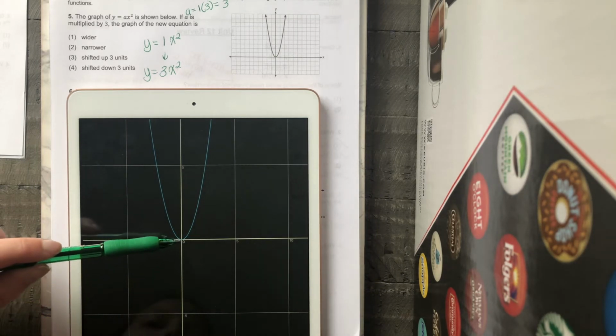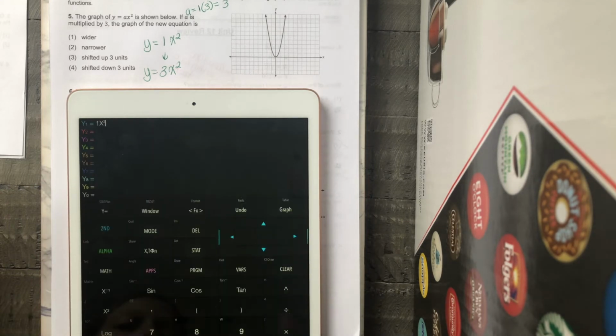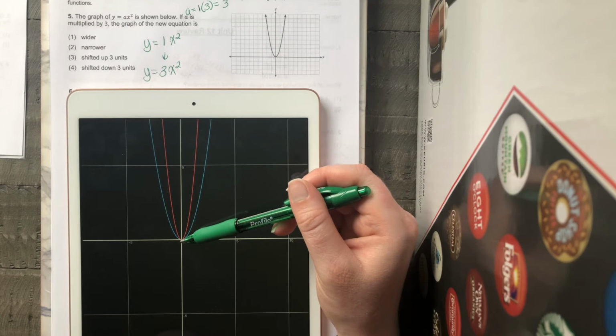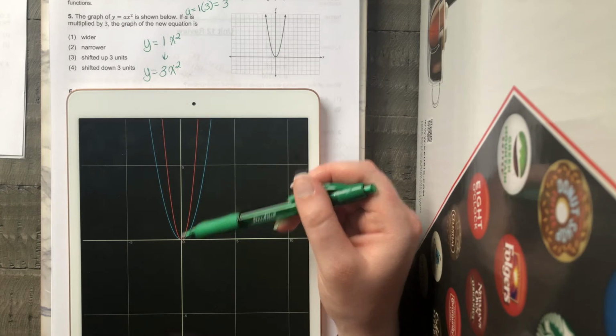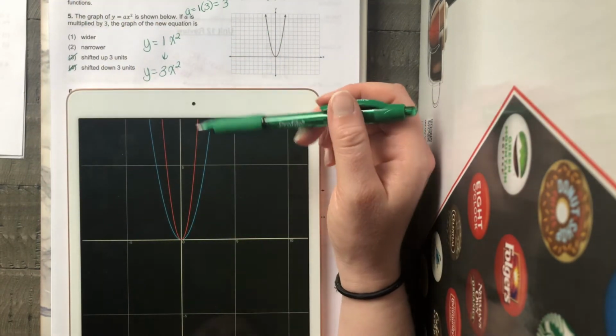Okay, it starts at 0, 0. It looks like a happy face. Okay, and then underneath in red, I'm going to graph that new function, which was 3x squared. So I'm starting with blue, going to red. Let's see what happened. All right, so if I'm going from blue to red, they're both still starting at 0, 0. So it doesn't look like I moved up or down. So I'm going to cross out choices 3 and 4. That means it has to be 1 or 2.